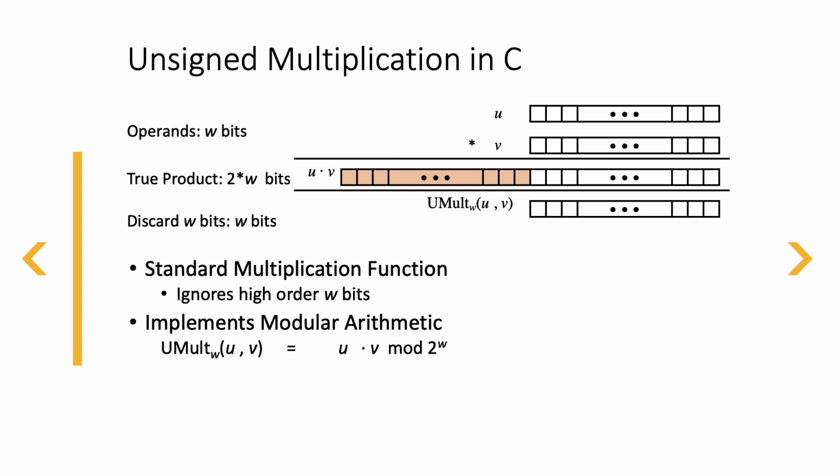In unsigned multiplication in C, instead of just dropping a carry bit, we'll drop the high order W bits. All right, so if we do a true product, we end up with 2 times W bits total. We just drop the higher order W bits. This implements modular arithmetic, just like dropping the carry bit implemented modular addition with unsigned. So that's very familiar to us, right? We do pretty much exactly the same thing.